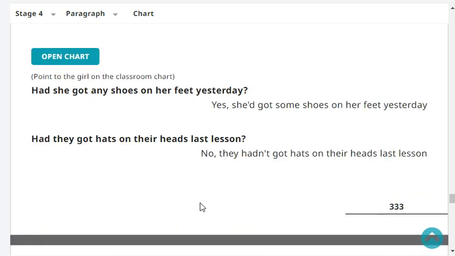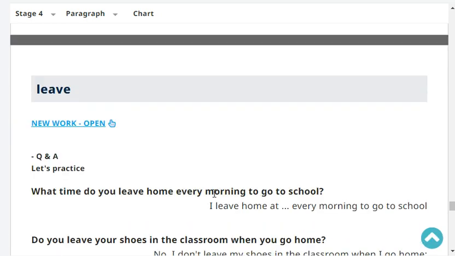Okay, had she got any shoes on her feet yesterday? Yes, she had got some shoes on her feet yesterday. Had they got hats on their heads last lesson? No, they hadn't got any hats on their heads last lesson.